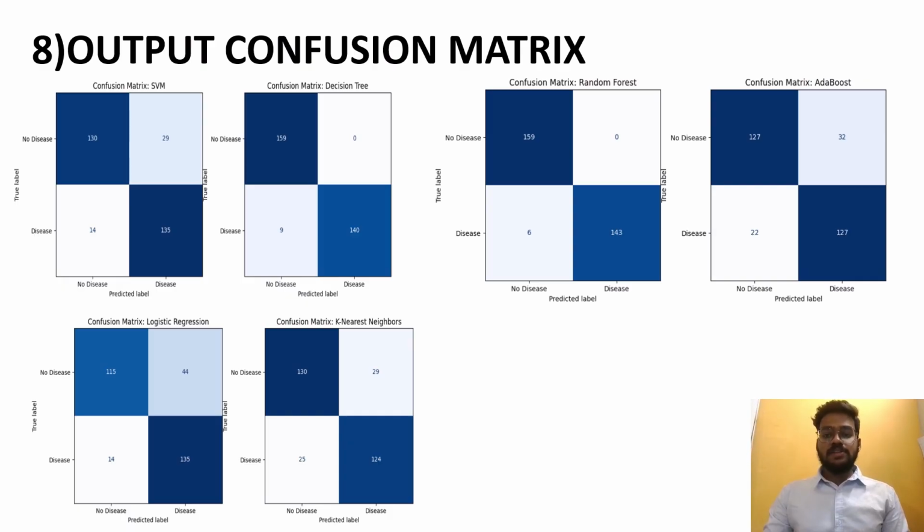Next, the confusion matrix of AdaBoost. It has 22 false negative and 32 false positive. Next, we have logistic regression. It has 135 true positive and 115 true negative. Next, the last confusion matrix, k-nearest neighbors. This confusion matrix has 130 true negative and 124 true positive.